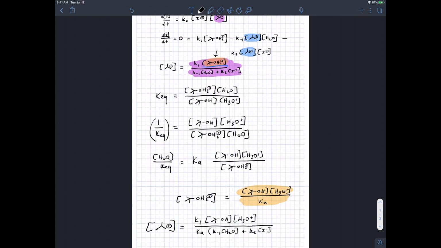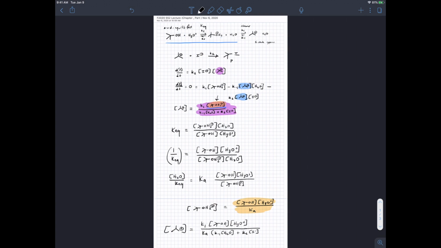So if you assume that that first step is an equilibrium step, then it's trivial to know at any given time what the concentration of that protonated alcohol is. All you need to know is what is the equilibrium constant for acid-base exchange there. All you need to know is what is the Ka, and then you can calculate the concentration of the protonated alcohol.